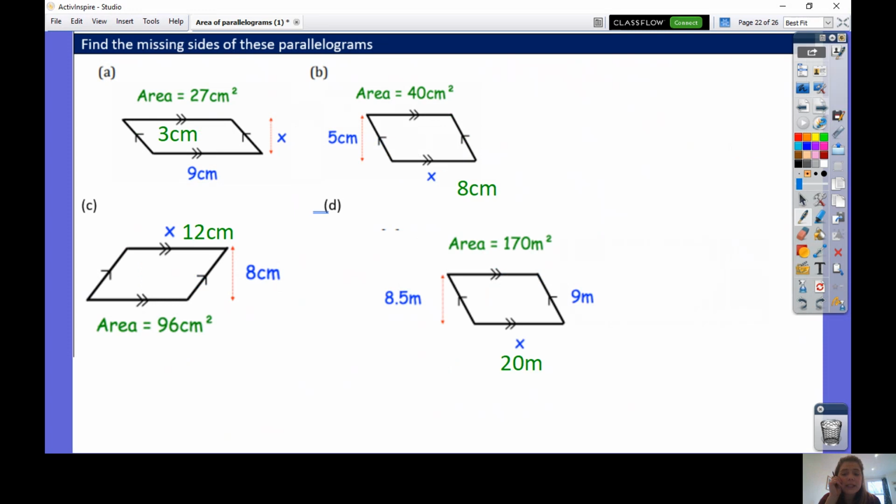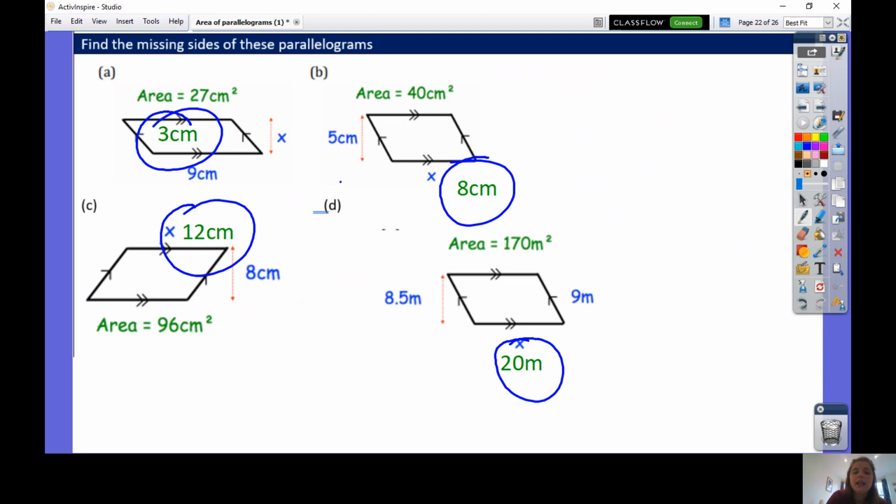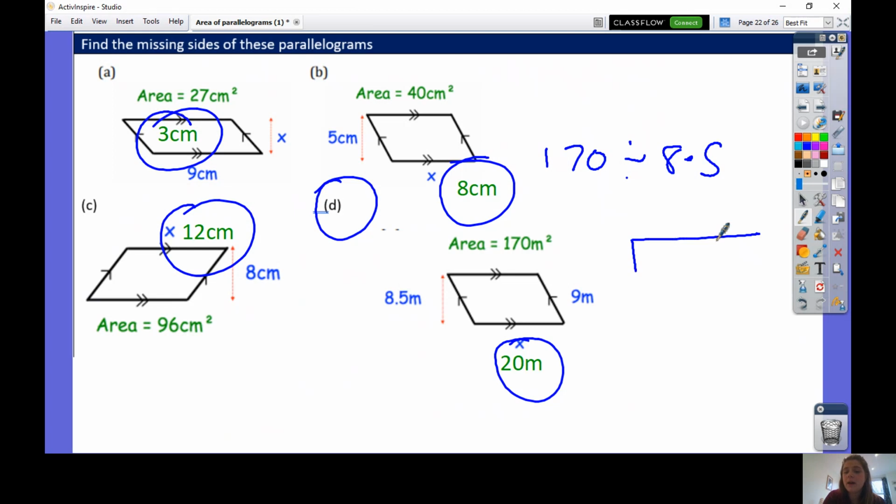For the next group of questions here, you need to find the missing lengths. That was 3, 8, 12 and 20. If you got stuck on this one, here's how I would have done it. I'm doing 170 divided by 8.5. I don't want to divide by a decimal number. So what I'm actually going to do is change those numbers. I'm going to multiply both of them by 10. That means I can now do 1,700 divided by 85 and then use the bust up method for that.